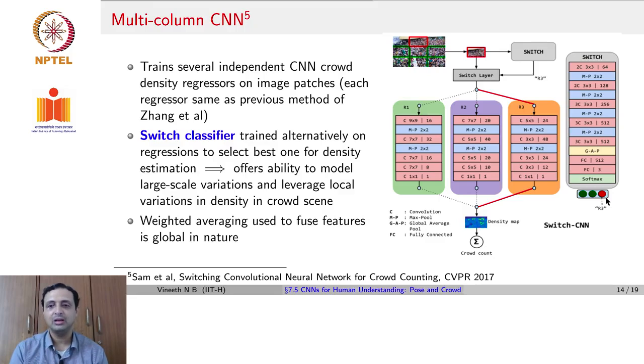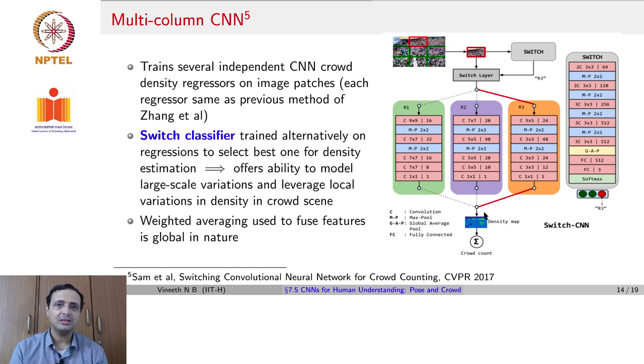in the multi-column CNN. It now says that for this particular patch, R3 is the right scale to detect faces in, and now that patch is given to this CNN and the density map at that scale is used to get the final outcome. Why does this make sense?